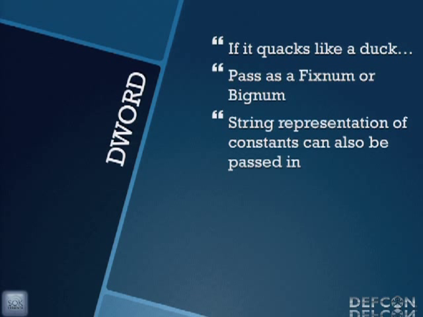This goes for pointers, handles, all the weird things that you're like, well, Ruby doesn't have any concept of that. Ruby doesn't understand the idea of a function pointer or a handle, right? But in reality, all it is is a number. So we just treat it like a number. So from the Ruby side, for a DWORD parameter, we just pass in a Fixnum or a Bignum. Or if it's one of those defined constants, we can actually pass in a string representation of that constant and it will interpret it for us.